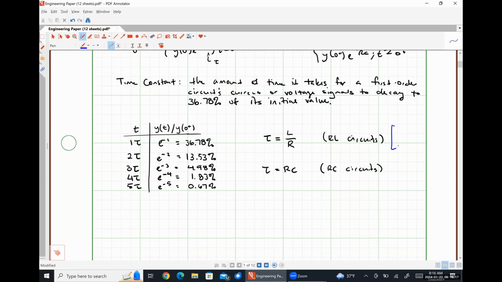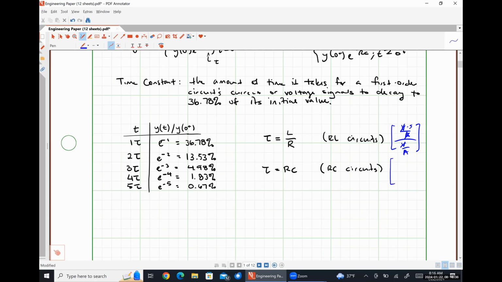So we have inductance, which is in henries or volt seconds per ampere, divided by resistance, which is measured in volts per amp. So the volts cancel, the amps cancel, and we are left with seconds in the numerator, right? So time constant is measured in seconds.